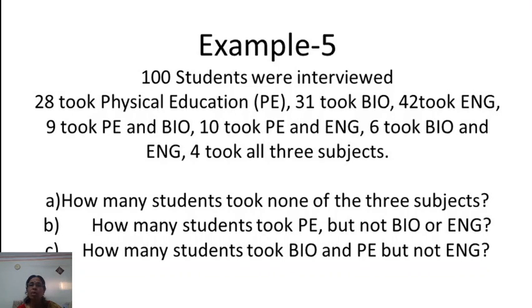How many students took none of the three subjects? How many students took PE but not bio or English? How many students took bio and PE but not English? So there are three subjects. Total students are 100.